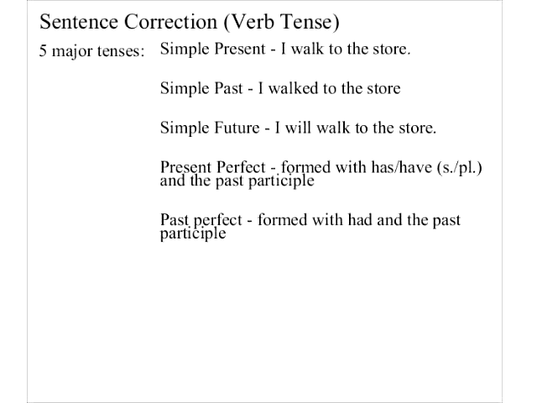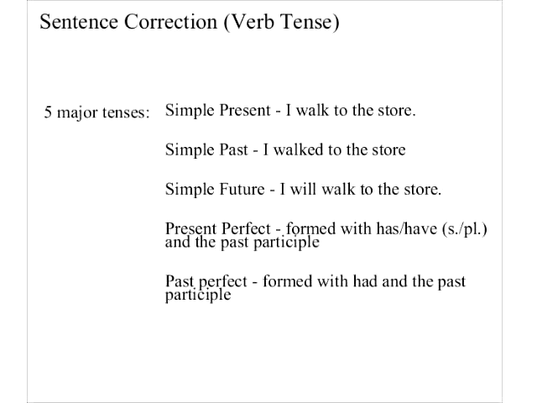So first we start here with the five major tenses. Let me move those down a little bit. We've got the simple present, I walk to the store. We use that for both the present and for stuff that is done consistently, right? I walk to the store every day, for example. Simple past, I walked. Simple future, I will walk.